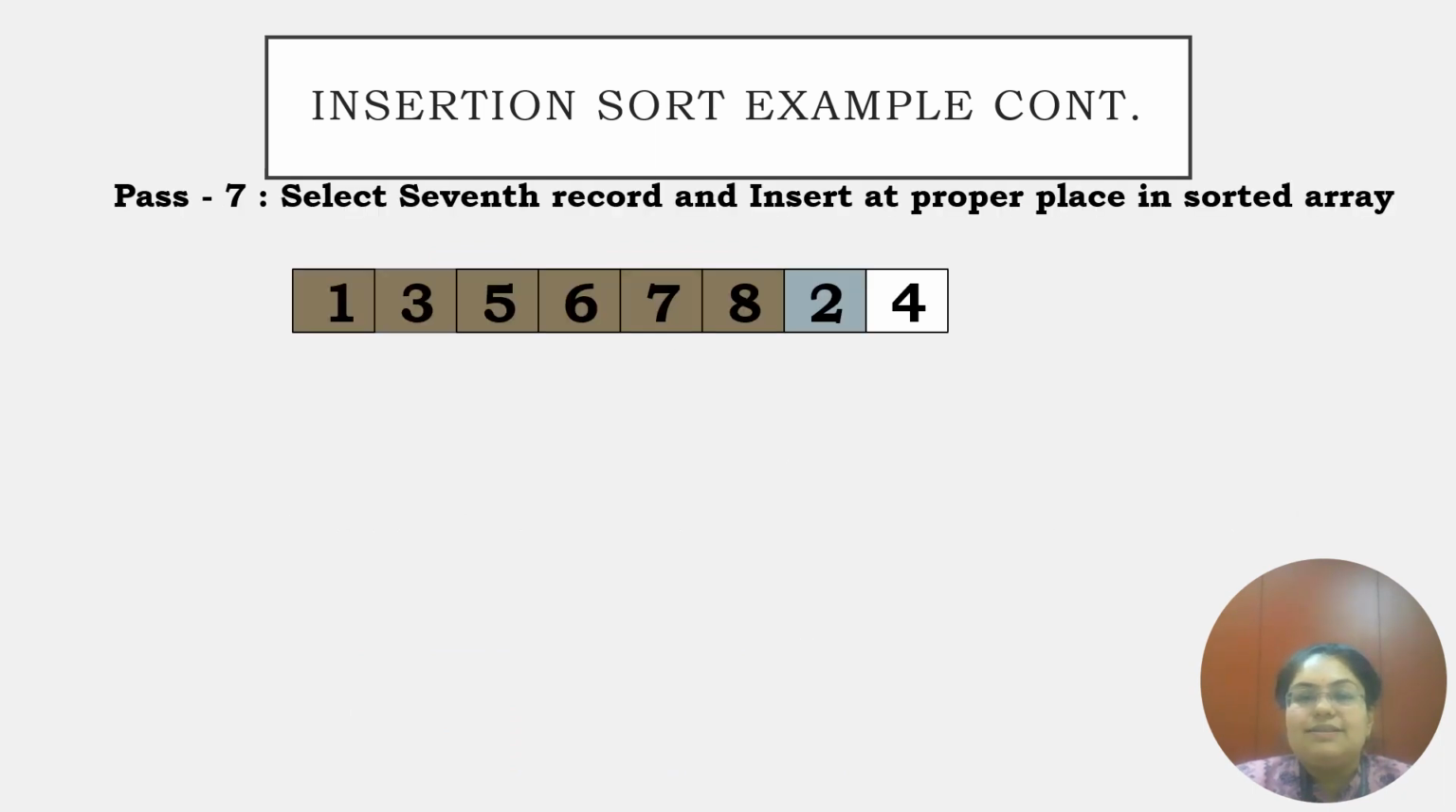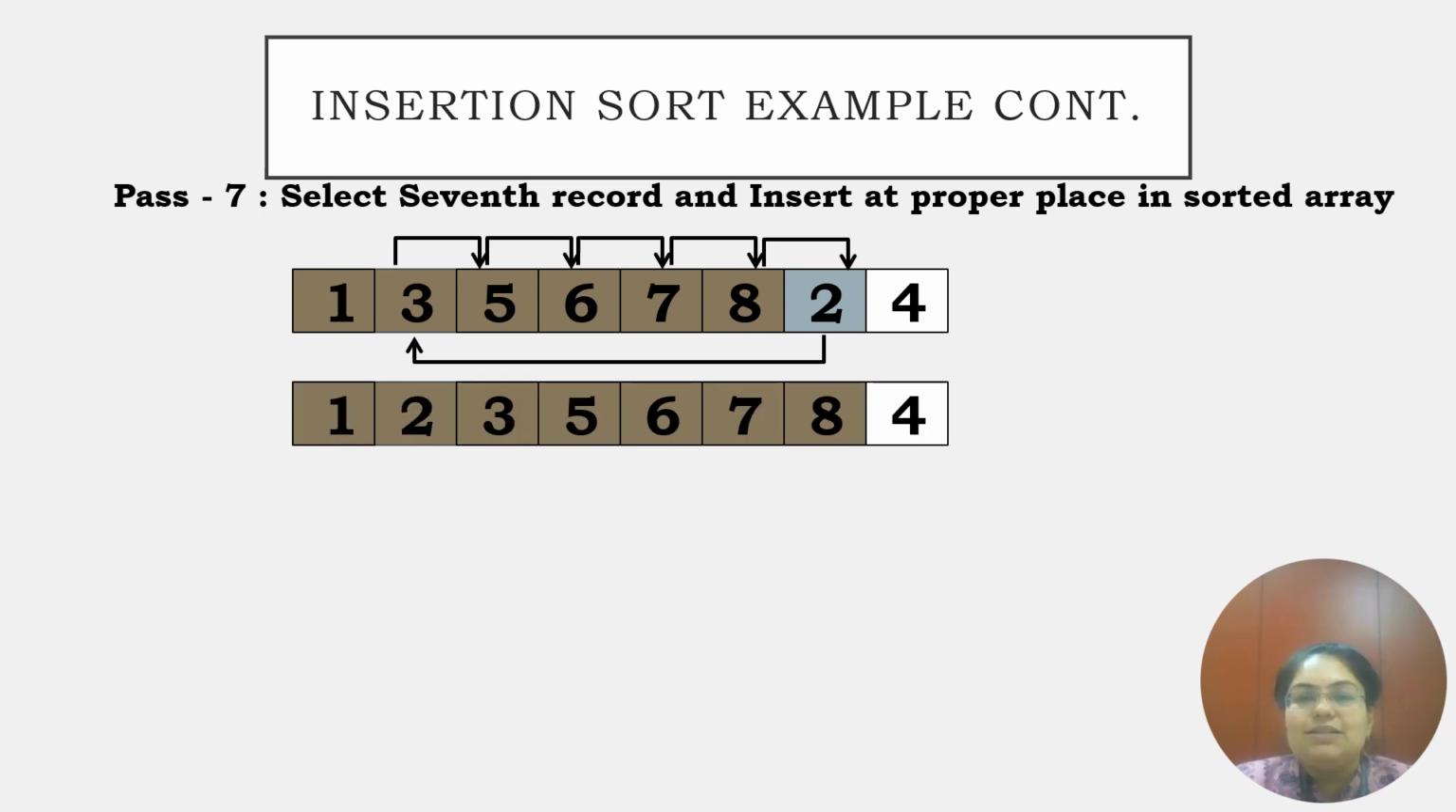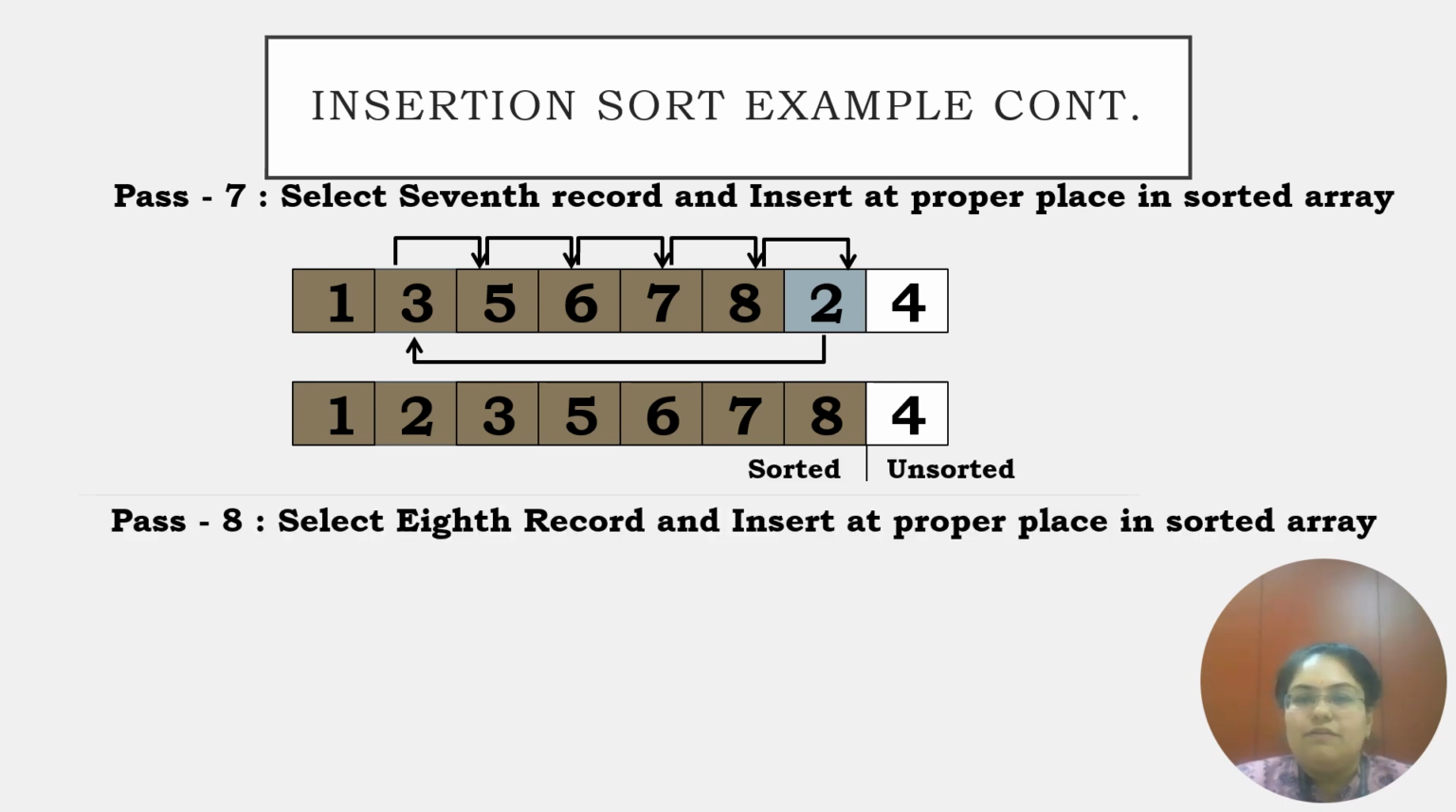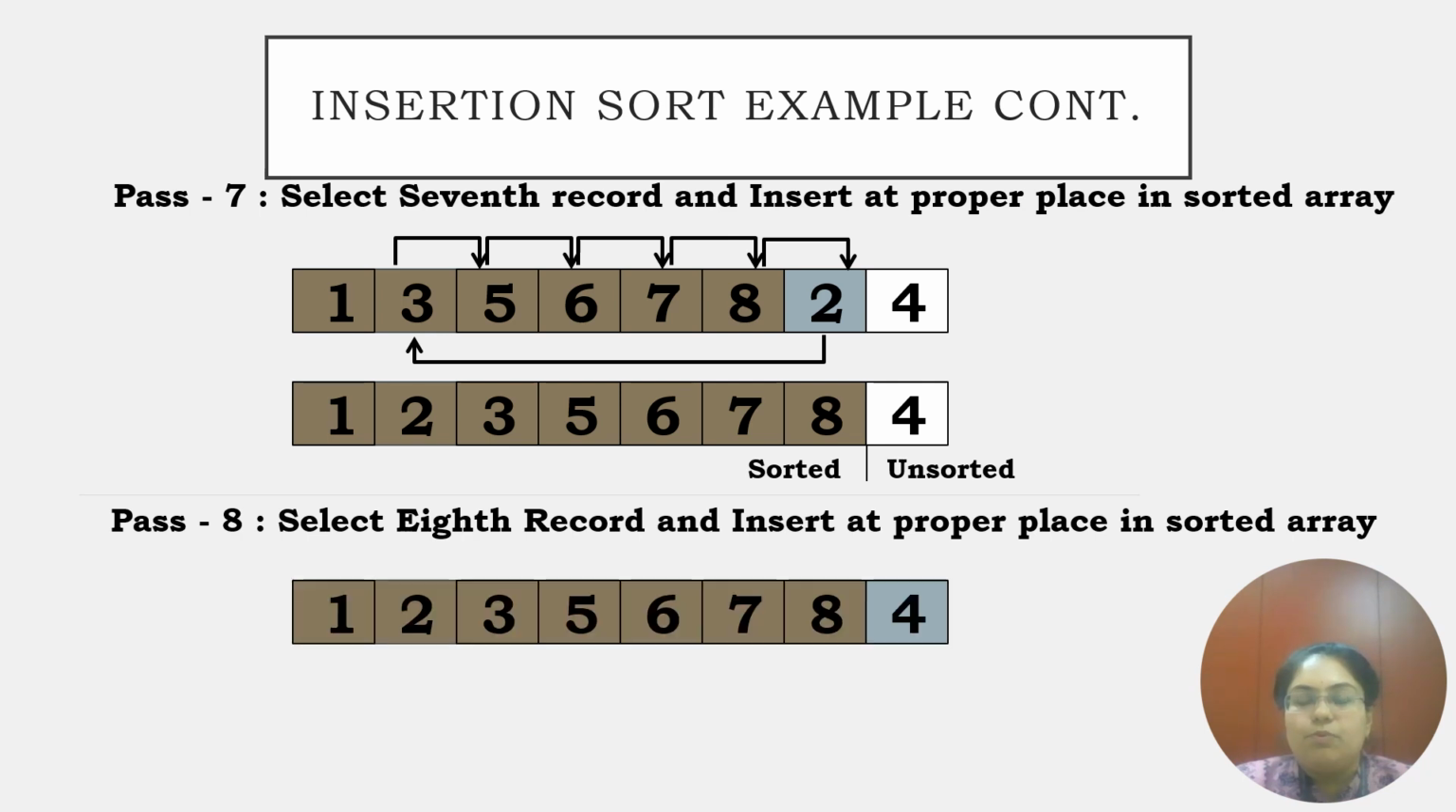Now we select the seventh record, which is 2. We repeat the same thing, placing 2 at the proper position in the sorted array. So we have one sorted sub-list like this: 1, 2, 3, 5, 6, 7 and 8. Now only one unsorted element has been left. In the very last step we select the eighth record, which is 4, and place it into the proper position.